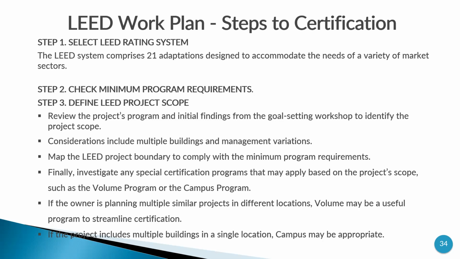Considerations include multiple buildings and management variations. Map the LEED project boundary to comply with the minimum program requirements. Finally, investigate any special certification programs that may apply based on the project scope, that is volume program or a campus program. We know what is volume program and campus program, right?